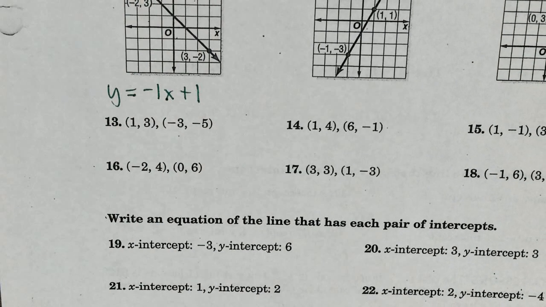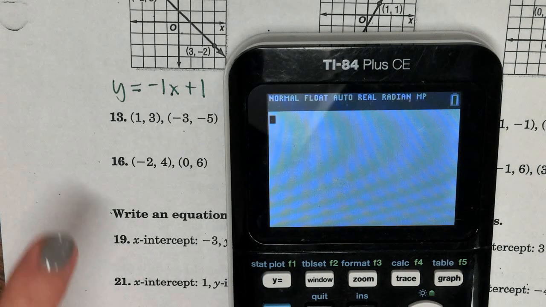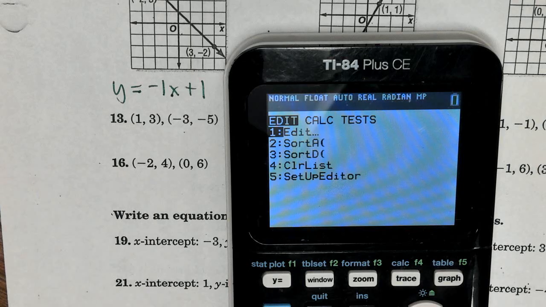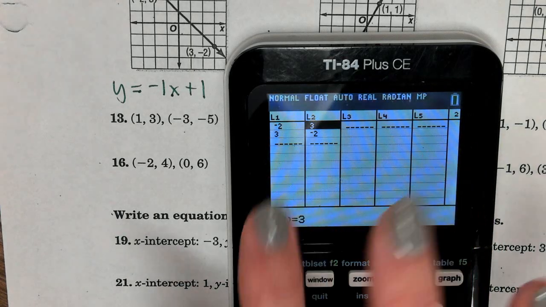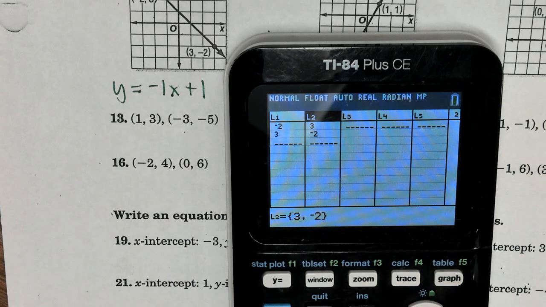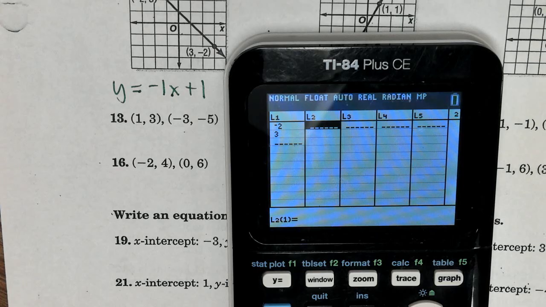When does stat work? When you have 2 coordinates. All right, so everybody clear out your screen. We're going to do number 13. So where do I go? Stat, edit. How do I clear out my list? Go up to the list, hit clear, and then push the down arrow. Okay, same thing for L1.